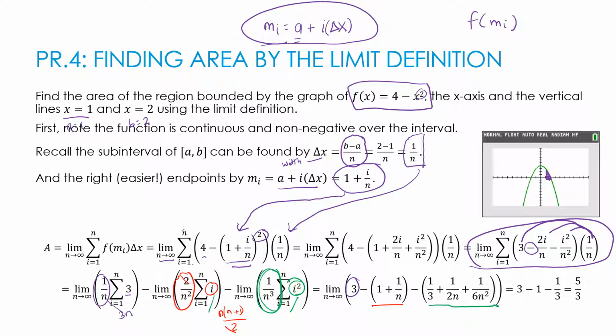And from here I'm just finding the limit as n approaches infinity. So the limit of 3 is 3. The limit of minus 1 is minus 1. The limit of this is 0. The limit of minus 1/3 is minus 1/3. The limit of minus that is essentially 0 and 0. So combining all of these together, I get an answer of 5/3.